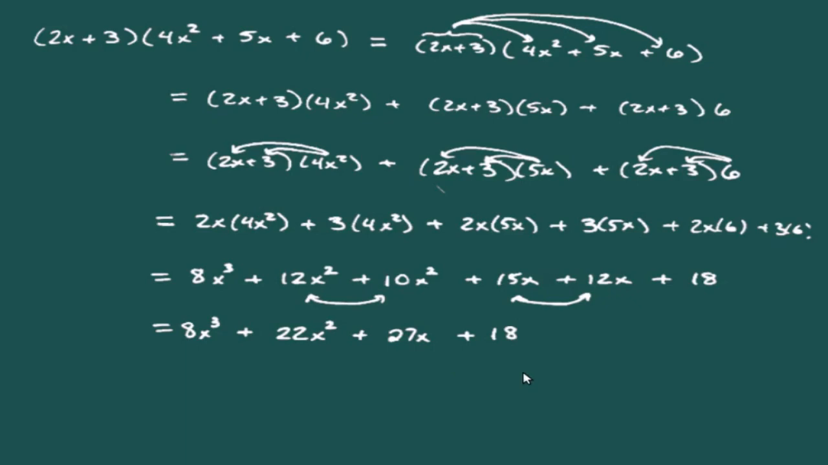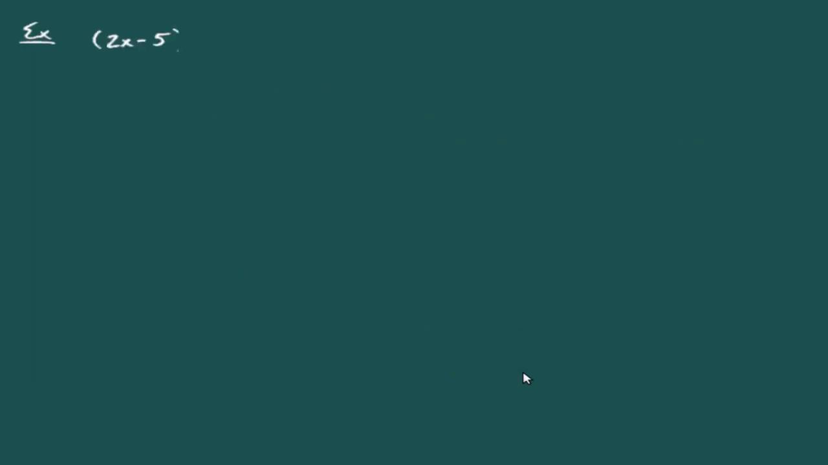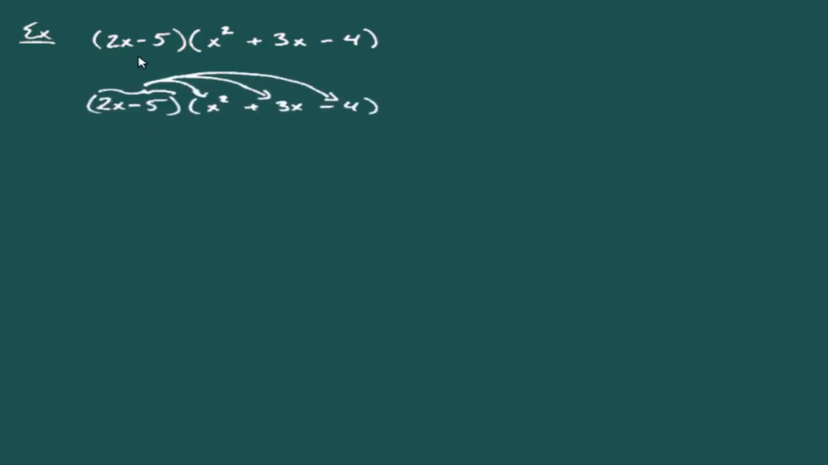So let's do another example of those. Suppose we've got the quantity 2x minus 5 times our quantity x squared plus 3x minus 4. Well, again, we're treating the 2x minus 5 as one entity. It's in parentheses, so that's going to get distributed to the x squared, to the 3x, and to the negative 4. So we've got the quantity 2x minus 5 times x squared plus the quantity 2x minus 5 times our 3x plus the quantity 2x minus 5 times the negative 4.